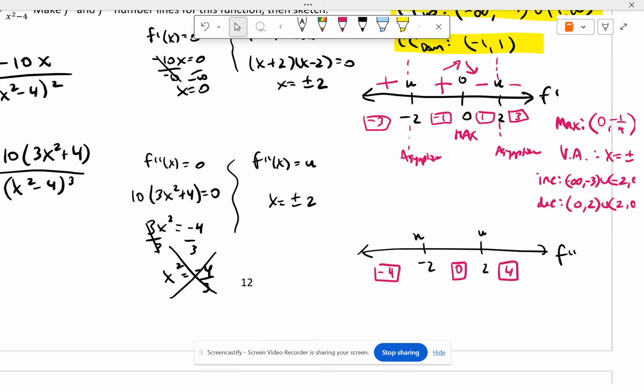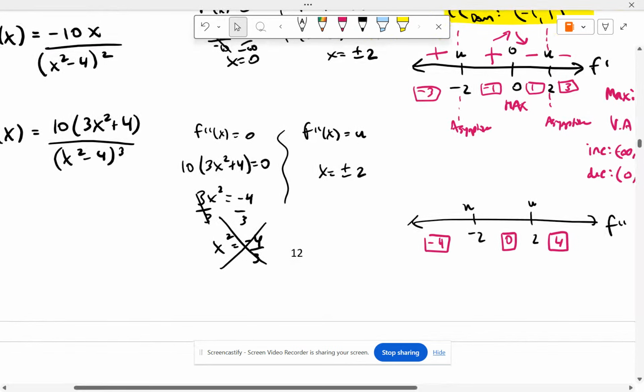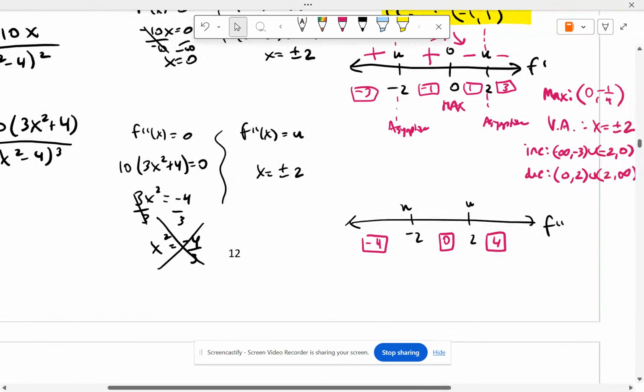No, it's not a point on the graph, right? So the graph could change its concavity on either side of the asymptote, but the asymptote is not going to be a point of inflection because it's not a point on the graph, right? Okay, so -4, I'm going to plug it into the numerator, and this guy is always going to be what?